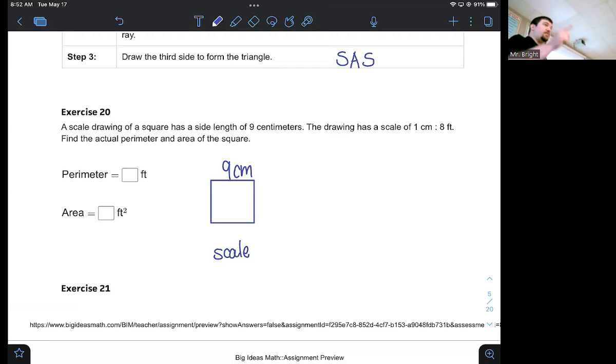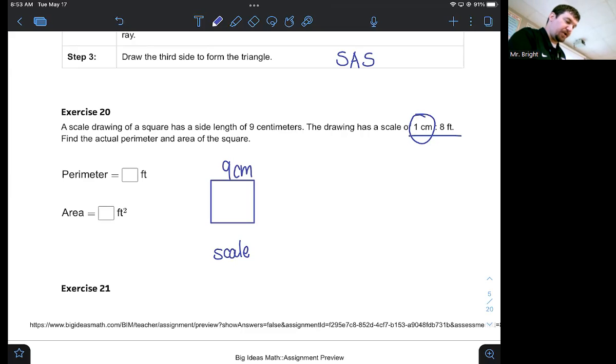Now, what do we know about the side lengths on a square? They're all the same. Okay, so we know that going in, but this is not the square that I'm finding the perimeter of. The square I'm finding the perimeter of is much, much, much, much bigger. I know that because it says that every centimeter on the scale square is 8 feet in real life. So if I have a side that's 9 centimeters, how many feet does that make it, Addison? 72. You get that by just multiplying by 8. Every centimeter is 8 feet. I got 9 of them.